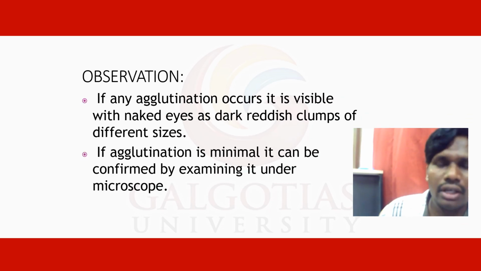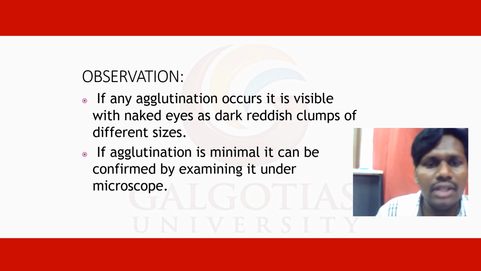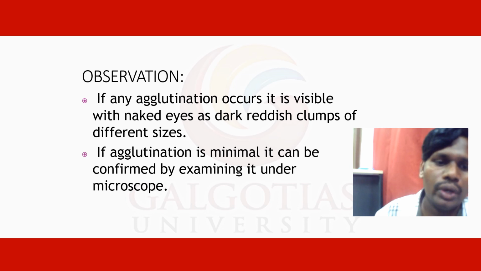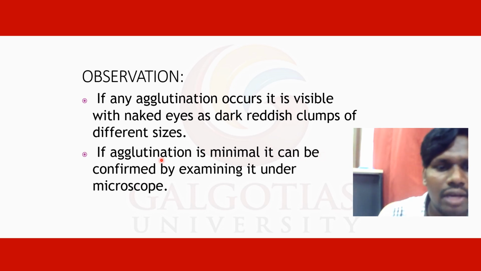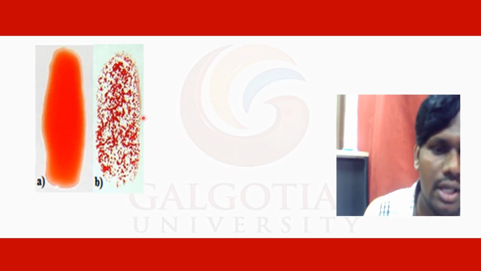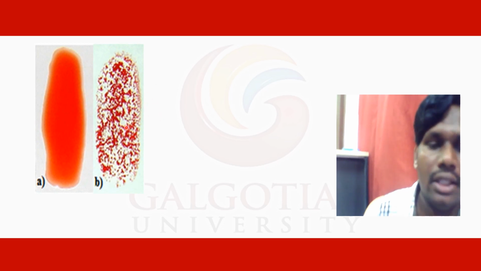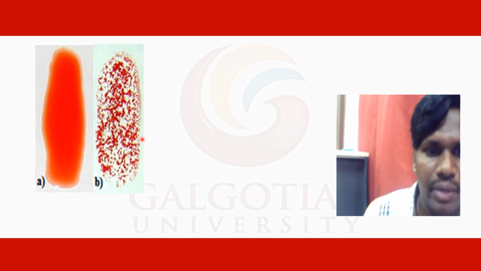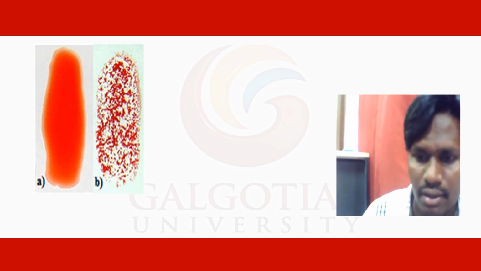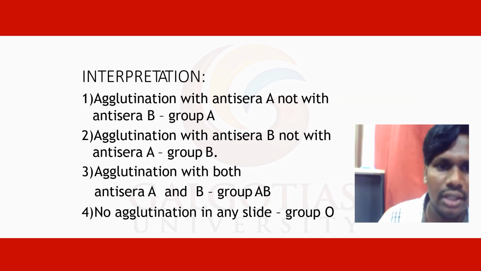How are you going to observe the result? If agglutination occurs, it is visible to the naked eye as dark reddish clumps of different sizes. If the agglutination is minimal, it can be confirmed by examining it under the microscope. On the slide, the observation should be like this: agglutination happens in this slide and there is no agglutination here.